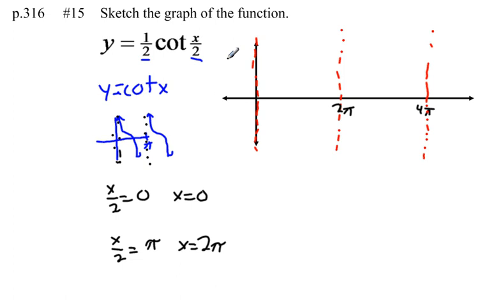Okay, so my graph is going to be half as tall, so I'm going to kind of make it a little more squished, and we'll have these asymptotes I already marked. So my graph's going to look something like this. So it's going to come through here, continue on forever. I'll get another curve.